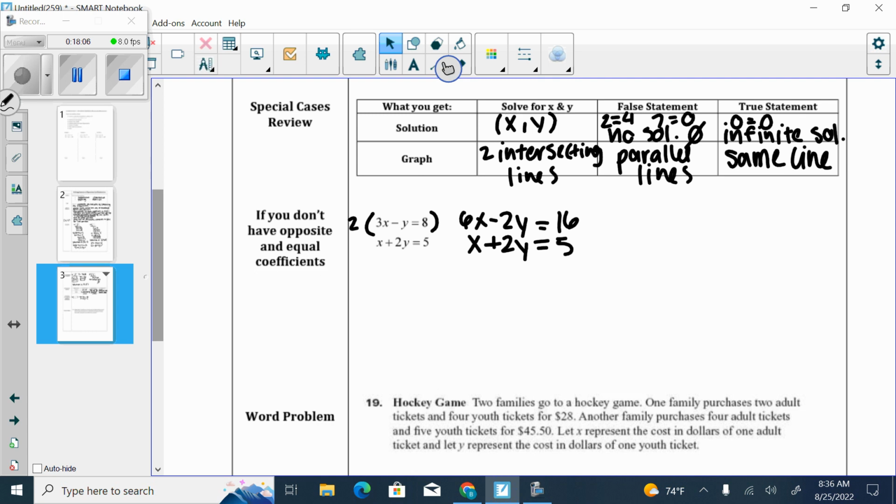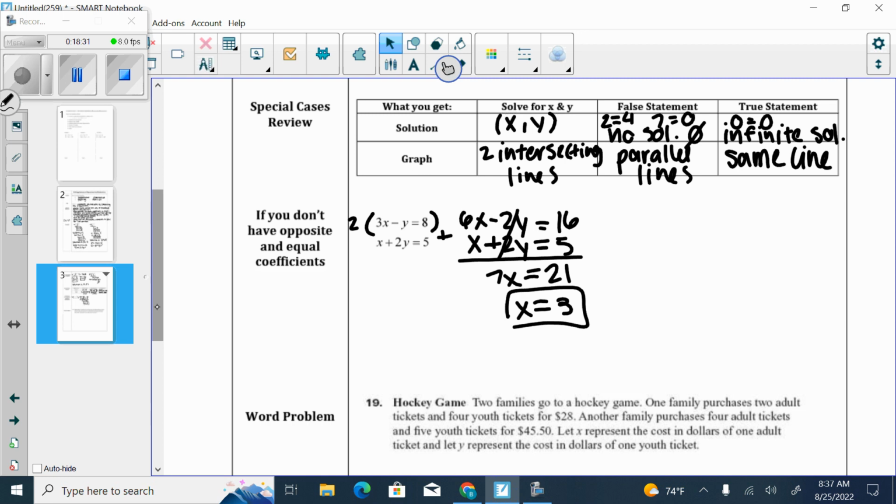And now we should be good to go to combine these two equations, right? So when we add the x's, what do we get? Good. Our y's, just like we had hoped, will eliminate. And 16 plus 5 is good. So x must be 3, very good.